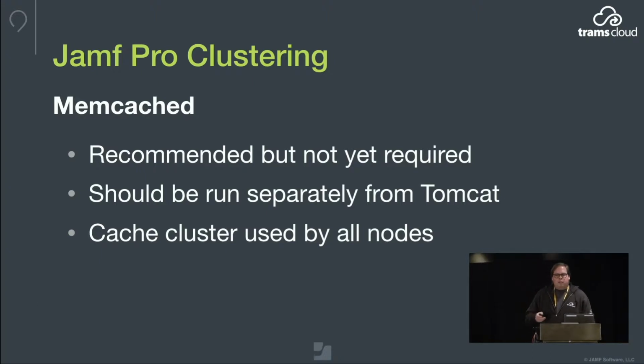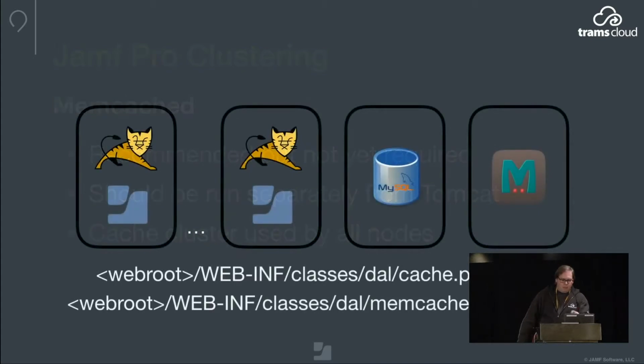Although you can run Memcache on your Tomcat servers, you really should run it separately. With VMs and stuff like that, these are not going to be physical hosts, they're going to be virtual machines. So have a Memcache, and don't just have one, because we're doing HA, have multiple. You just specify the list of them, in fact, in that file there. You specify them in the list, and Jamf will use all of them. Specify the same ones on all of your nodes, and it'll just use that for caching.